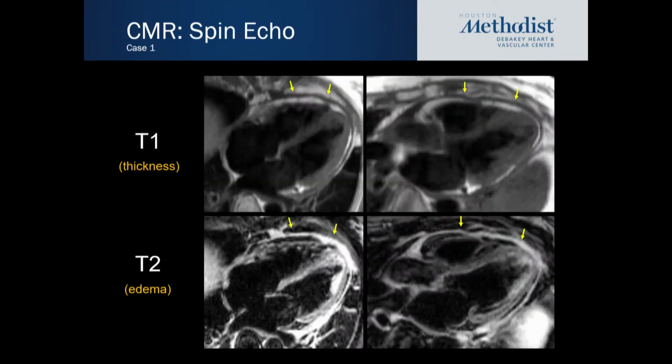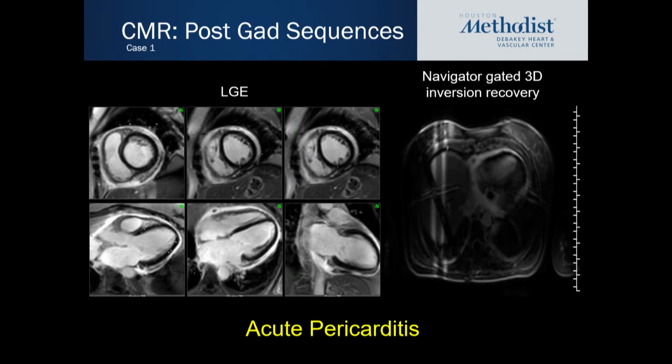When we start applying some of our different sequences, you can see on T1, where we look for thickness, that the pericardium is markedly thickened. If you remember when I showed you last time, this is normally less than 2 millimeters. This is on the range of 4 to 5 millimeters here. So the pericardium is markedly thickened.